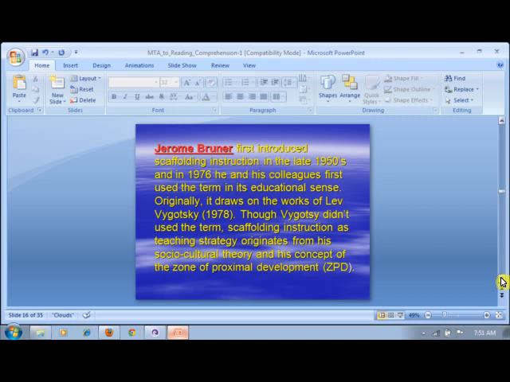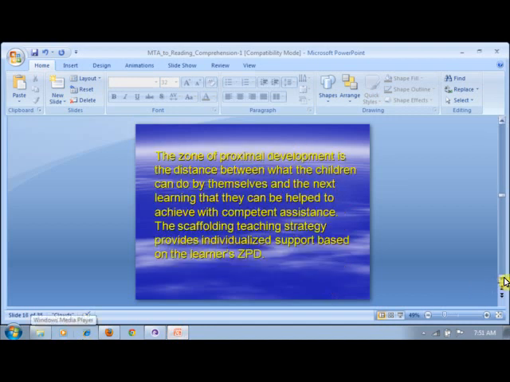Originally, it draws on the works of Lev Vygotsky in 1978. Though Vygotsky didn't use the term, scaffolding instruction as a teaching strategy originates from his sociocultural theory and his concept of the zone of proximal development, or ZPD. The zone of proximal development is the distance between what the children can do by themselves and the next learning that they can be helped to achieve with competent assistance.